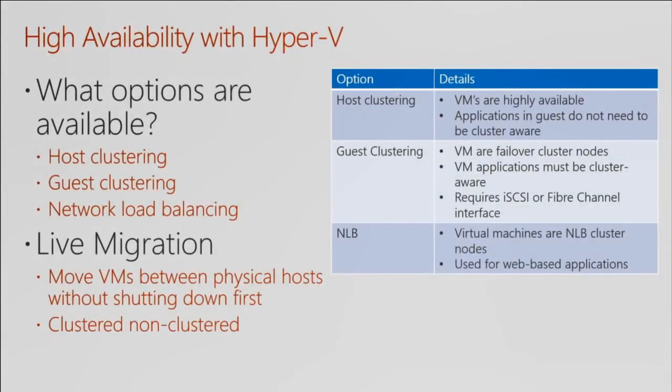There are 3 different options in Hyper-V. You can do host clustering, that's actually turning the physical hosts into a cluster. You can do guest clustering, which means the VMs are part of a cluster. And then you can have network load balancing. A network load balancer, when you install it, is called a cluster. It's not a failover cluster, but it's part of high availability.